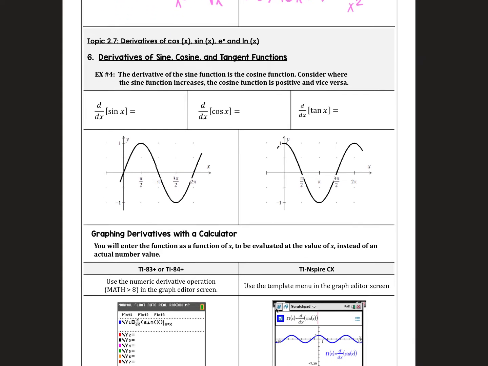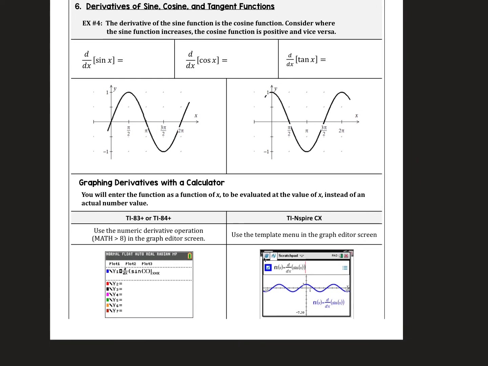All right, y'all should be pros by now. All right, so derivatives of sine, cosine, and tangent. The derivative of sine is cosine. Derivative of cosine is negative sine. Derivative of tangent, any guesses? Probably not, because it's secant squared. But you didn't see that one coming.